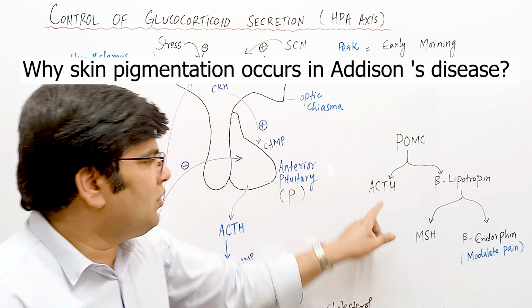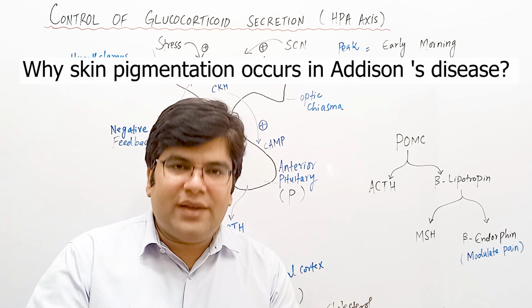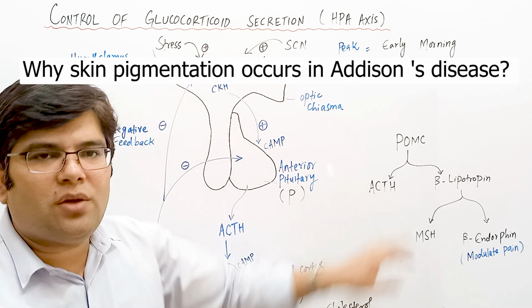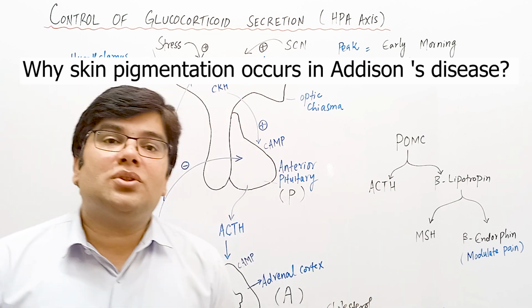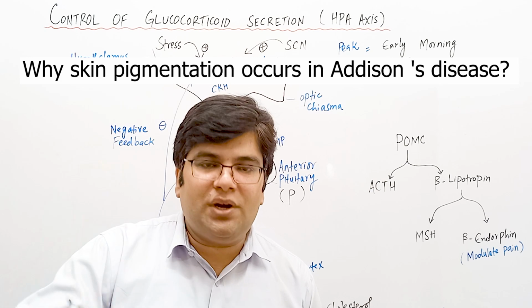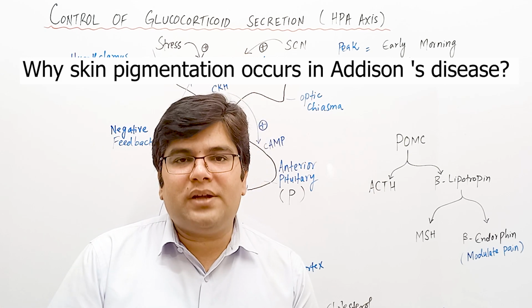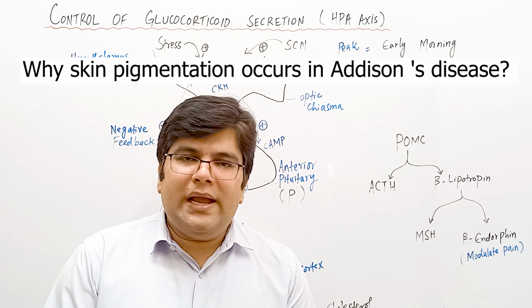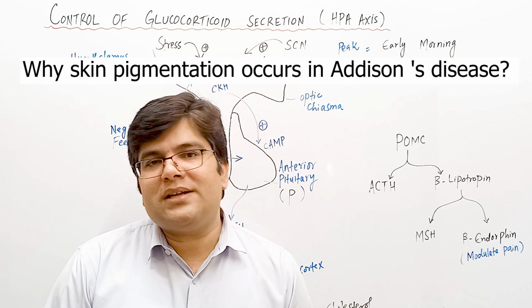Moreover, ACTH hormone also has some melanocyte stimulating hormone activity. And because the concentration of ACTH hormone rises too much, this has significant melanocyte stimulating effect, hence further adding to the skin pigmentation. So this is the explanation why the persons with Addison disease have darker skin as compared to normal persons.